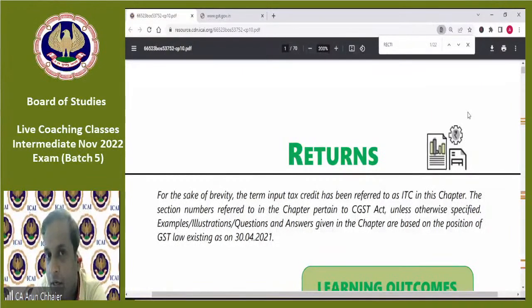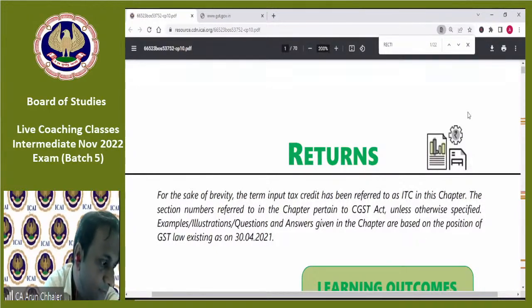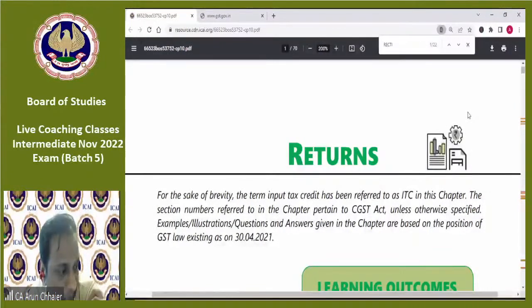Last question for the day. According to the CGST Act, listen to my question carefully, give me the answer. According to the CGST Act, what is the maximum late fees in case of annual return?